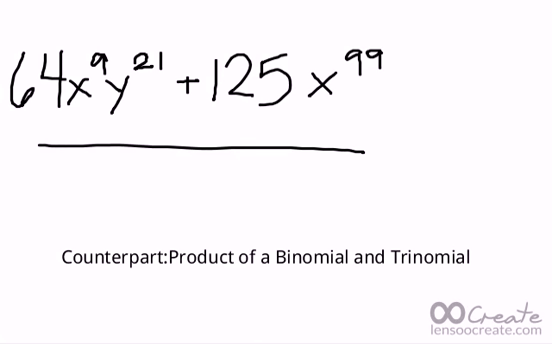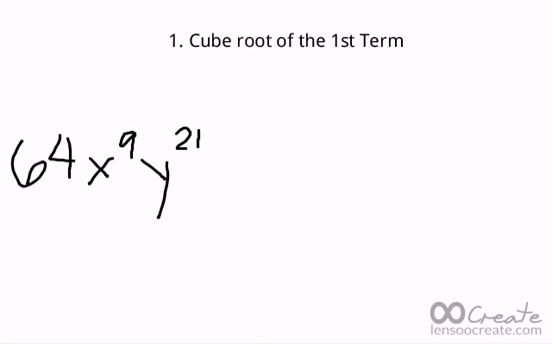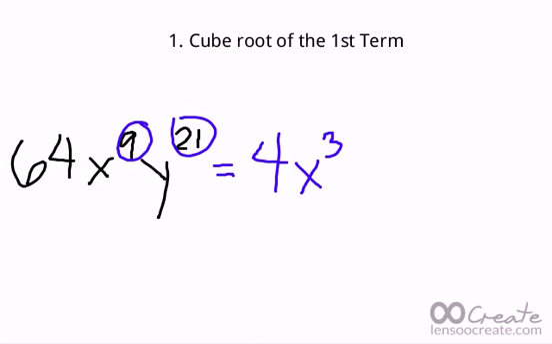64x raised to 9, y raised to 21, plus 125x raised to 99. Let's start solving. The first step is to get the cube root of the first term. So the cube root of 64 is 4, and you'll be dividing the exponents by 3. So 9 divided by 3 is equal to 3, therefore x cubed. And 21 divided by 3 is 7, therefore it will become y raised to 7.